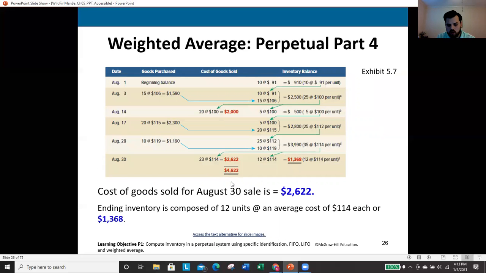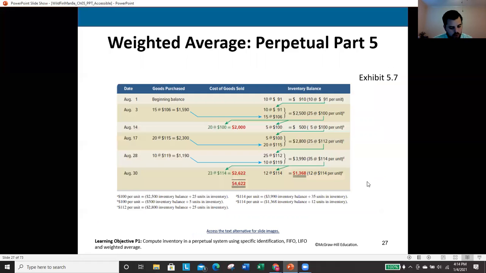Now in your final row, when you sell 23 units, you simply take the 23 times 114 for 2,622 and your 12 times 114 for 1,368. Now once again, you can add everything back. 2,622 plus 1,368 is 3,990 and 2,000 plus 500 is 2,500. Then you can come in, 12 plus 23 is a total of 35 and 5 plus 20 is of course a total of 25. So everything still adds just as it did before.